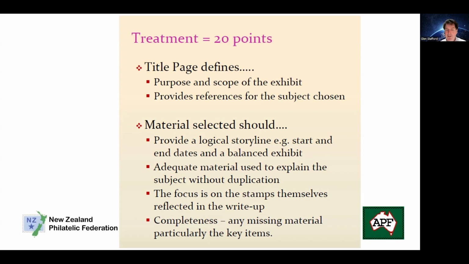Completeness is about any missing material, particularly key items. So if the exhibitor says, I am showing the kangaroo maps issue up to the 10 shillings because I can't afford the £1 and £2, that doesn't shorten your scope. That's not a complete story. So therefore treatment will go down.